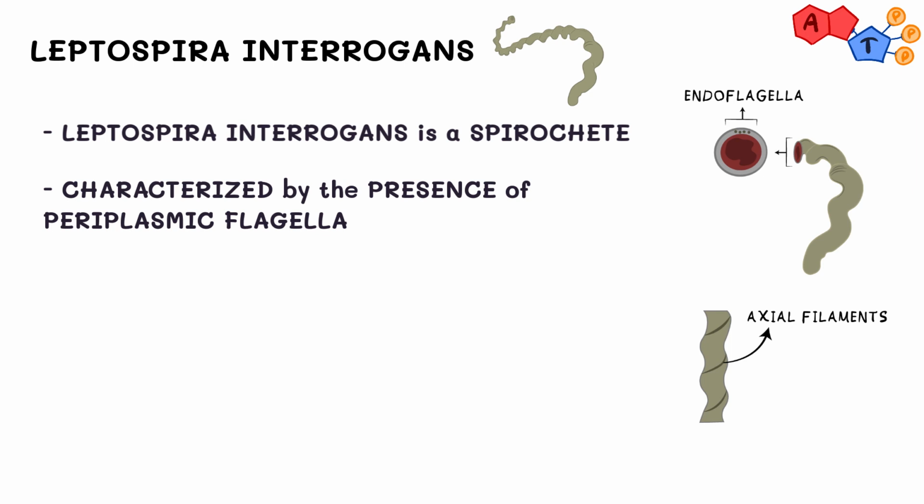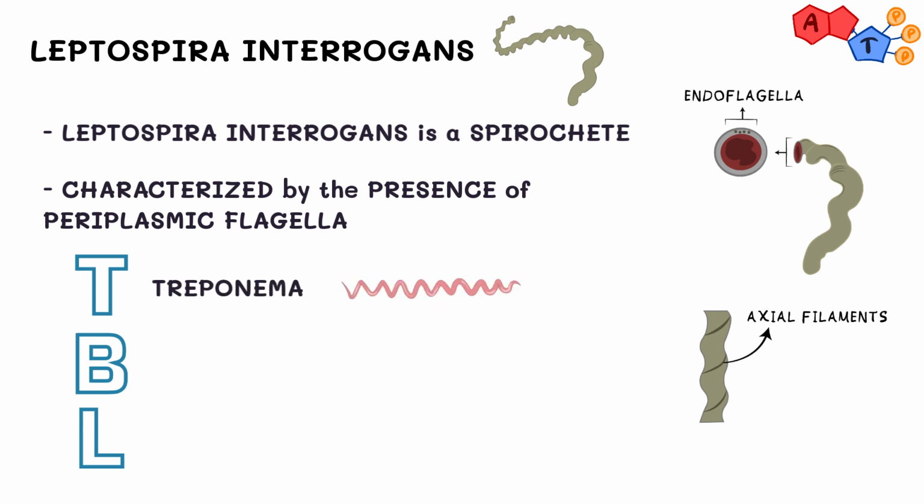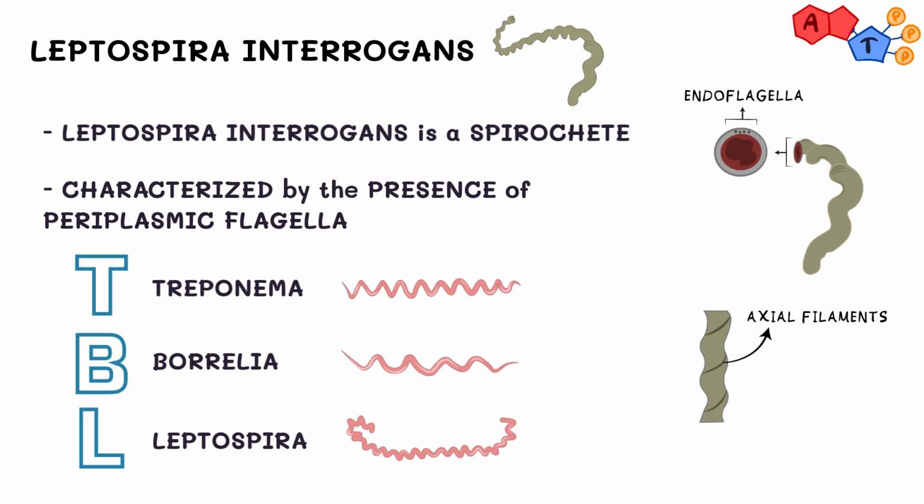You probably have discussed three clinically important spirochetes in your team-based learning, TBL for short. So keep your TBL in mind because it will be our acronym to remember spirochetes. T for Treponema, B for Borrelia, and L for Leptospira. Leptospira interrogans will be our focus for today. Don't worry, the turn will come to the first two in our future videos.